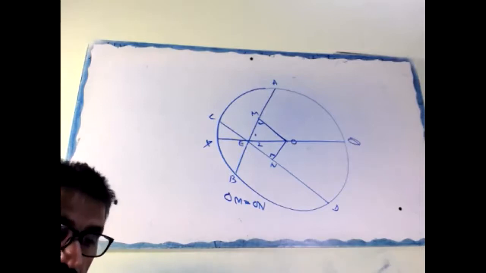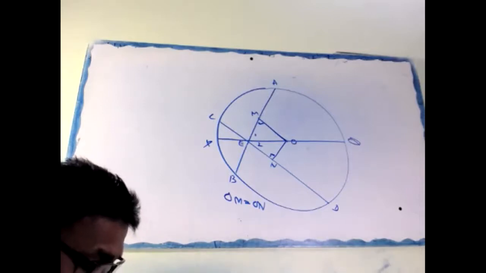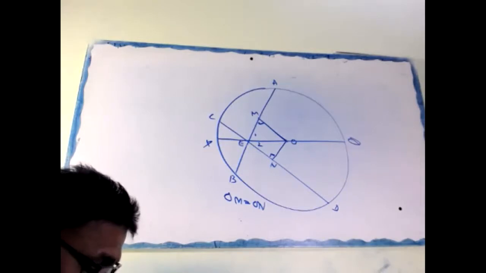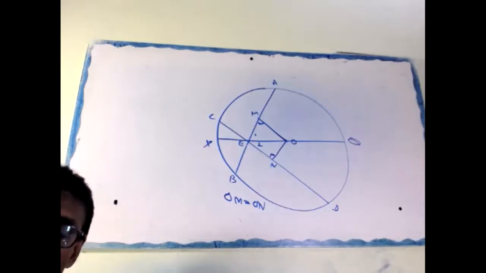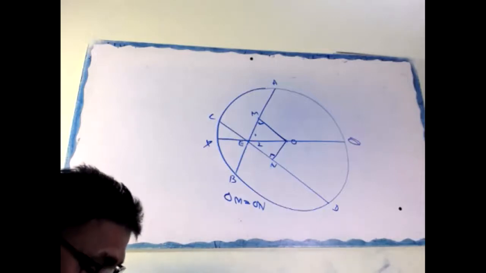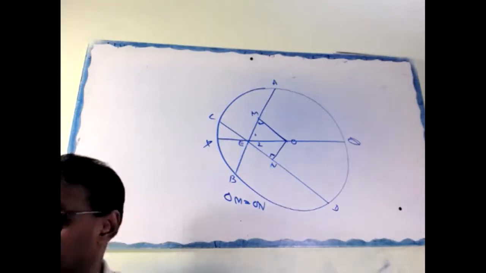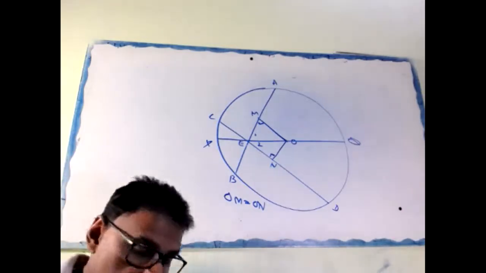AB equal to CD. In bracket, write: chords equidistant from the center of a circle are equal in length. Chords equidistant from the center of a circle are equal in length. Is it okay? This is the start question. Make sure all.